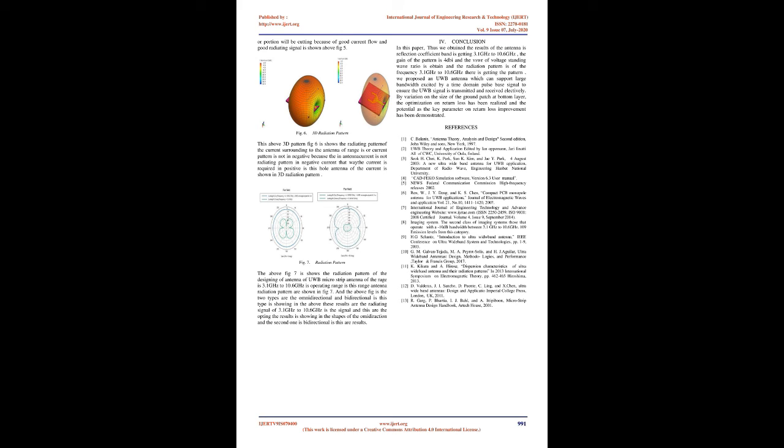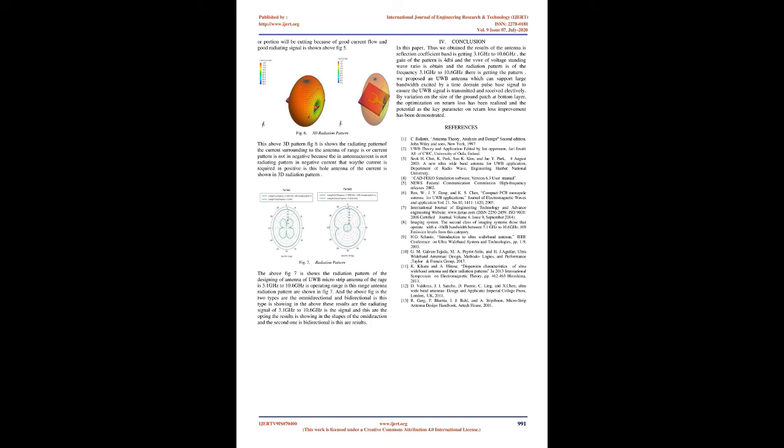The above figure 7 shows the radiation pattern of the designed UWB microstrip antenna, whose operating range is 3.1 GHz to 10.6 GHz. The antenna radiation pattern for this range is shown in figure 7. The two types are omnidirectional and bidirectional. These results are the radiating signal of 3.1 GHz to 10.6 GHz, shown in the shapes of the omnidirectional pattern and, second, the bidirectional pattern.